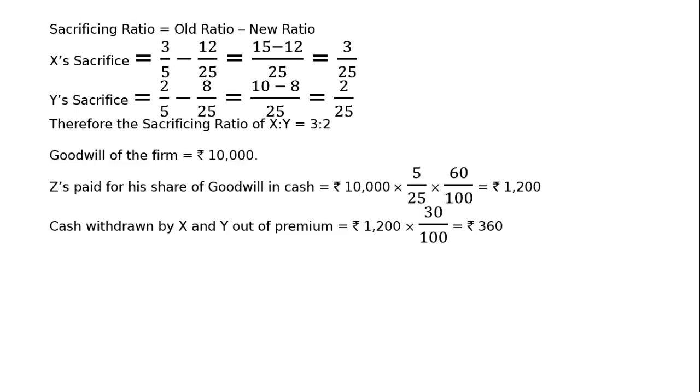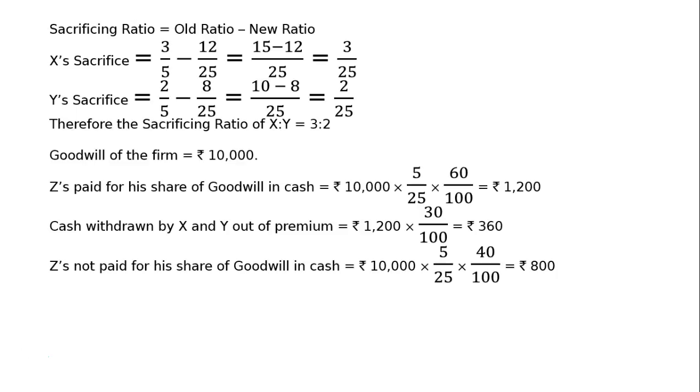Out of this 1200, 30% was withdrawn, 70% was left. This 360 was withdrawn in the ratio of 3:2. That means Z did not pay for his share of goodwill in cash: rupees 10,000 into Z's share 5/25, and he paid 60%. That's why he could not pay 40%, that is rupees 800.